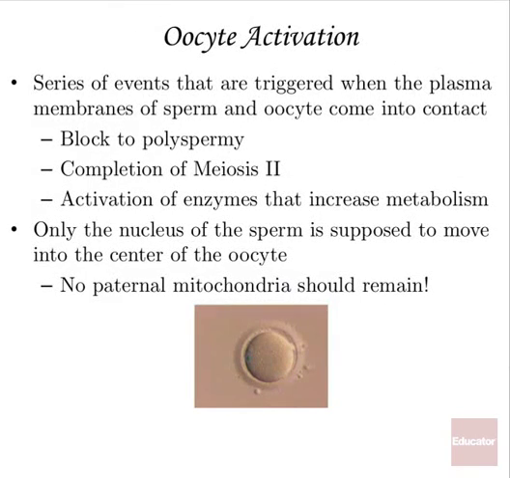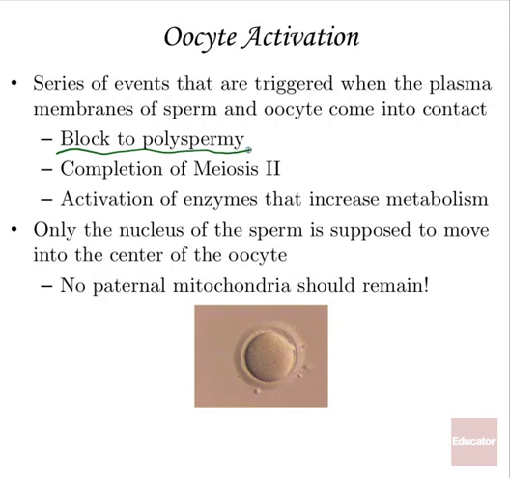Oocyte activation. So once sperm actually come into contact with the egg, you're going to have some things happening that are very important in this sequence. So it's a series of events that are triggered when the plasma membranes of sperm and oocyte come into contact with each other. First thing that happens is a block to polyspermy.